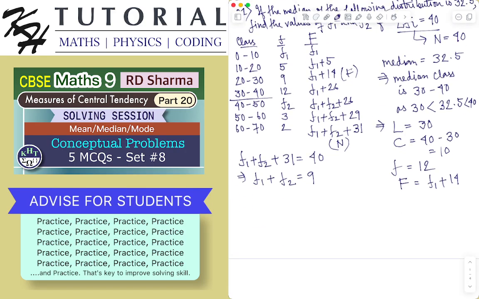Now I will apply the formula of median. Median for grouped data is equal to L, the lower limit of the median class, plus n by 2 minus capital F, where n is the total number of observations and capital F is the less than frequency of the class just preceding the median class, whole divided by small f, the frequency of the median class, multiplied by C, the width or size of the median class.